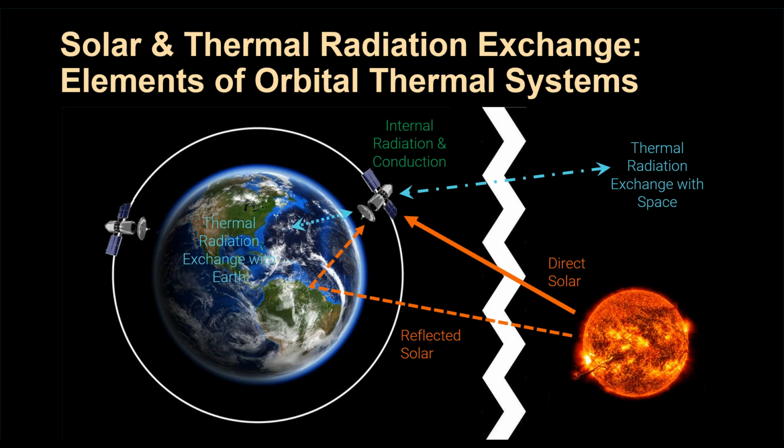So first I want to start out with just a quick review of the thermal physics that we want to make sure that we consider and incorporate into our methodology. So when we've got an orbiting satellite, we're interested in the thermal radiation exchange between the satellite and Earth, between the satellite and space, as well as the internal radiation and conduction that's going on with the satellite system itself. In addition to that, we've got both directed and reflected solar loading, and all these things are important factors and need to be included.